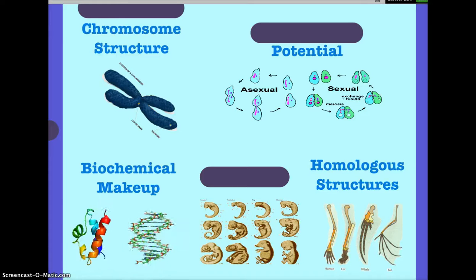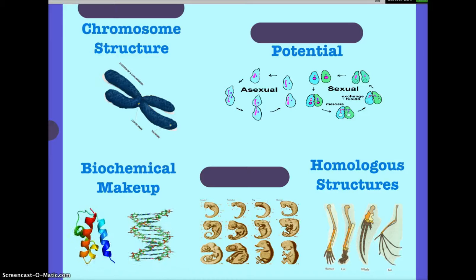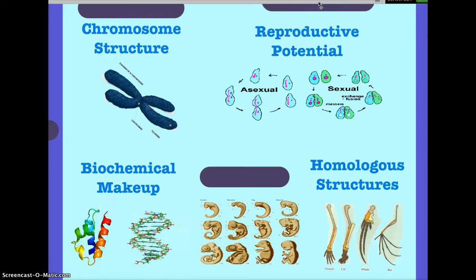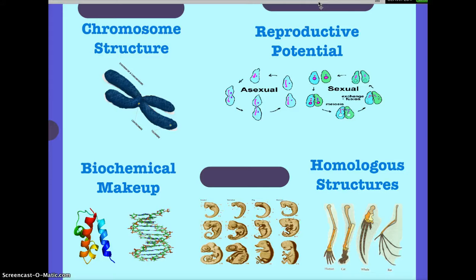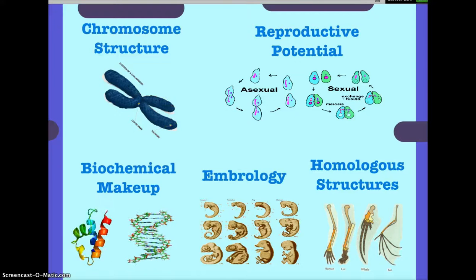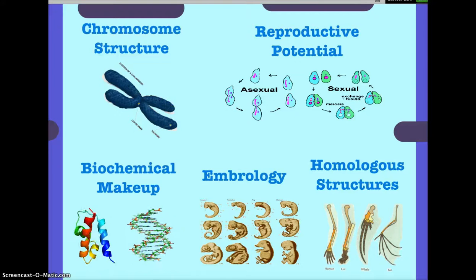What else? Reproduction or reproductive potential. Are they asexual or sexual? The embryonic stage. Good. And we look at their stages of development during their embryo.